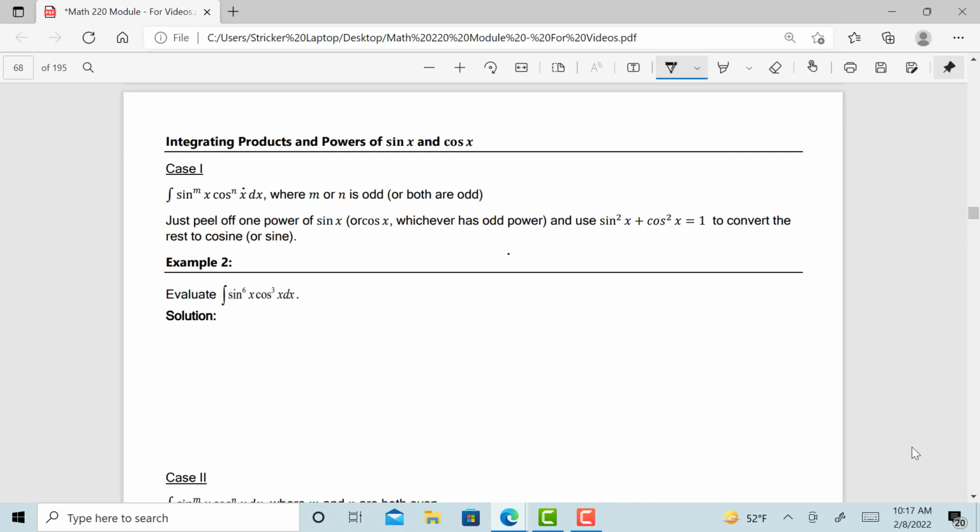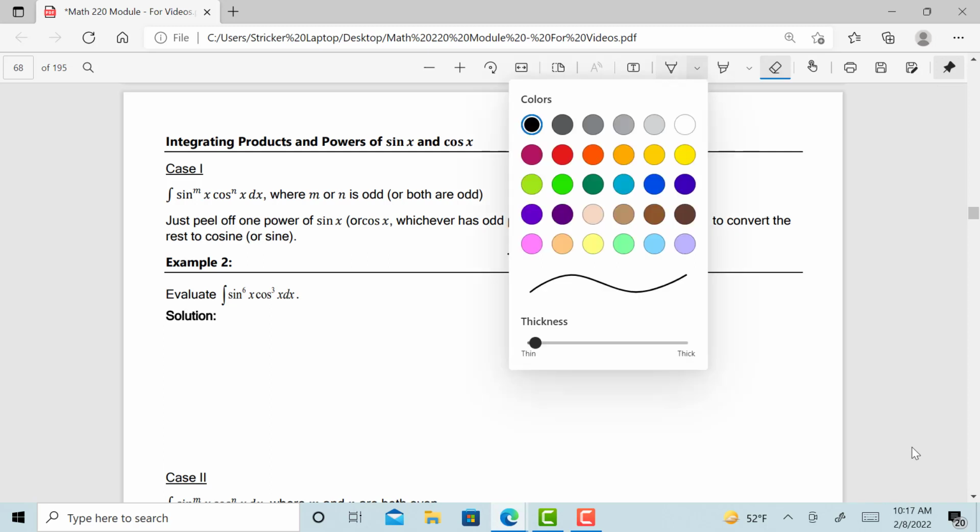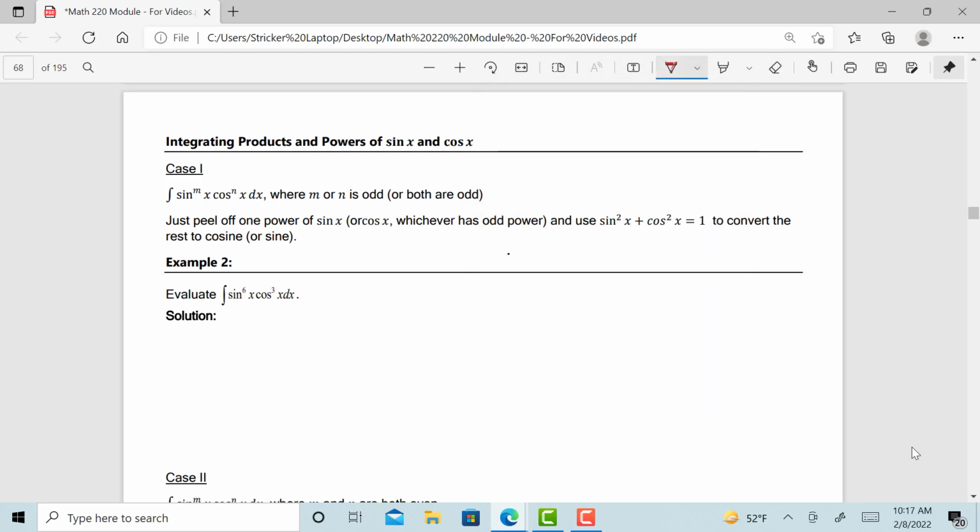And of those powers, one of them is odd, or they could both be odd, so it doesn't really matter. But in this case, whichever one is odd, we want to peel off one of those powers. If they're both odd, then we could pick either one. So we peel off one power of sine or cosine, whichever has the odd power. And then we're going to do it much like we did in the last problem.